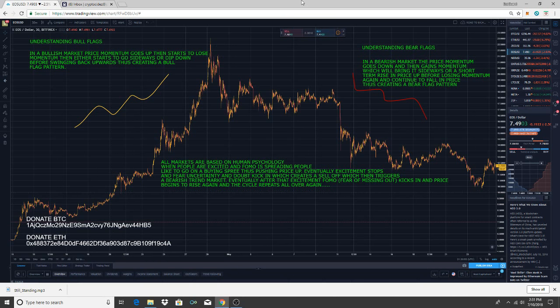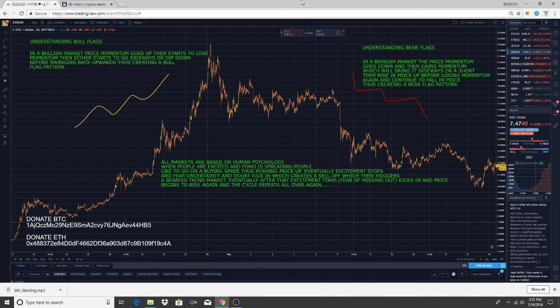Now, a little bit of the basics of psychology in the market. All markets are based on human psychology. When people are excited and fear of missing out, also known as FOMO, is spreading, people like to go on a buying spree. They think they're a genius, etc. So the price starts pushing up, and eventually the momentum stops. The excitement goes away. People are getting complacent. Why isn't the price going up? I thought I was going to be a millionaire. Where's my Lamborghini? Okay, so all these thoughts start to kick in.